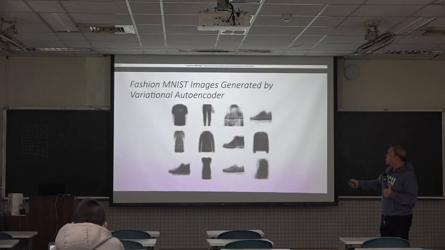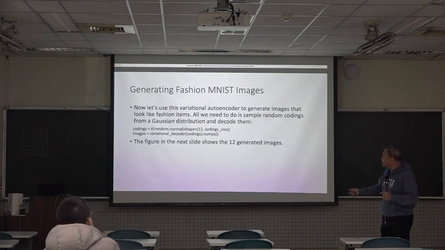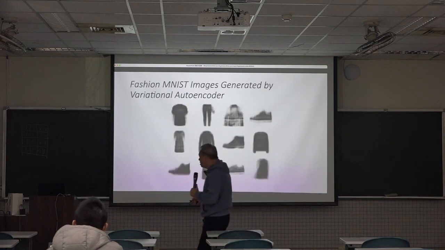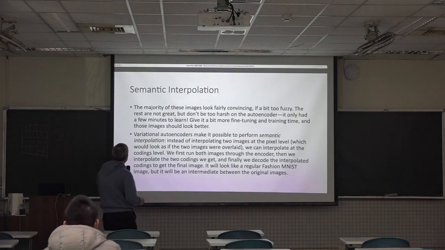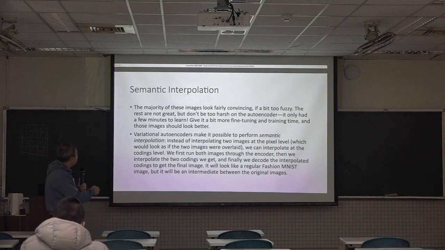But these fashion items are generated from random numbers. We are not reconstructing this from the data set. We are using these randomly generated numbers to generate these pictures. And one thing even more interesting is that we can do what we call semantic interpolation. What is semantic interpolation?